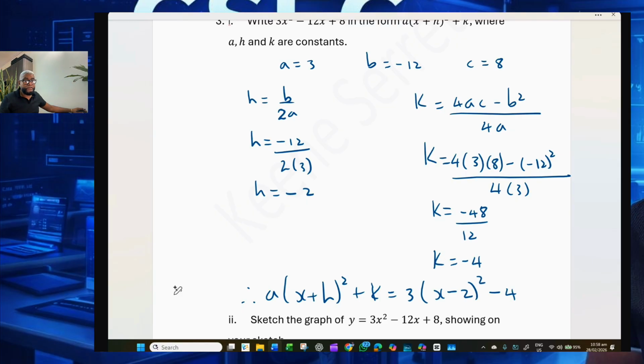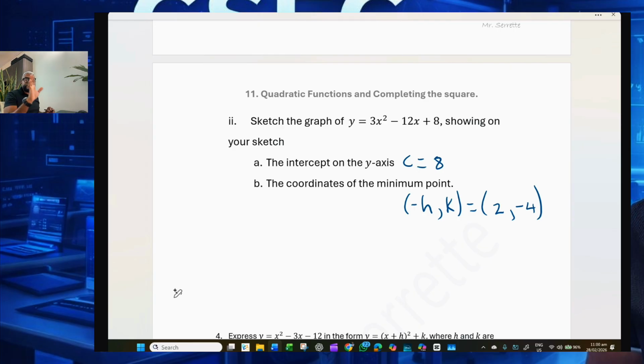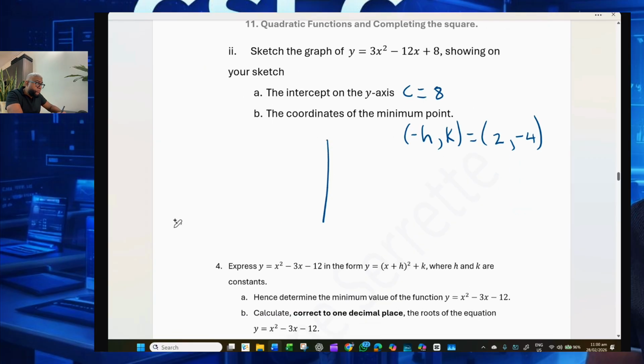Right, so they want us to sketch the graph y is equal to the quadratic, which is 3x squared minus 12x plus 8. We know that on this sketch, we should need the y-intercept, which is 8. C is equal to 8. Then the coordinates of the minimum point, which will be 2, -4. That is all we should need. So let me go.